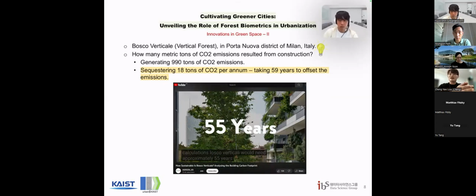But then, based on the statistic given, these trees only sequester about 18 tons of CO2 per annum, which would take about 59 years to offset the emissions owing to the construction. So this is the biggest issue of this vertical forest project, and that's why the sustainability of this project can be debatable.